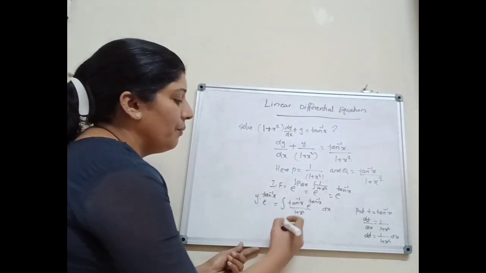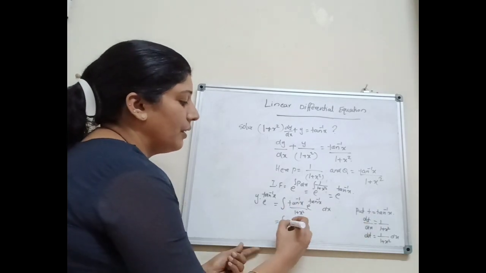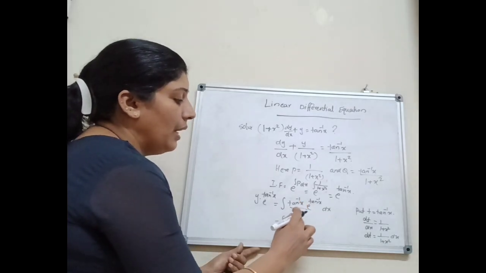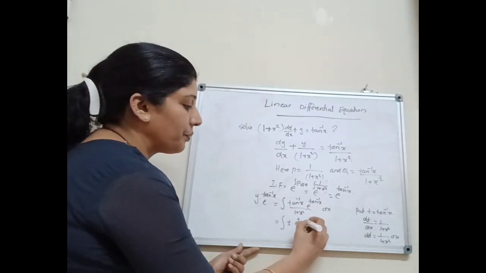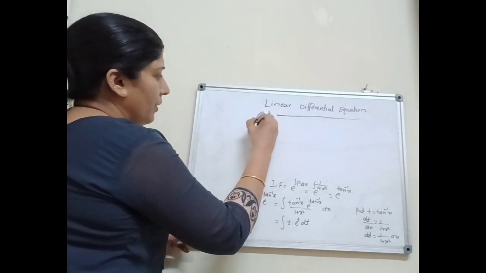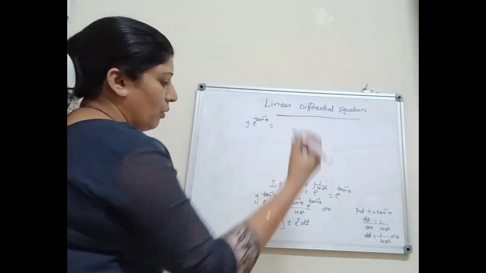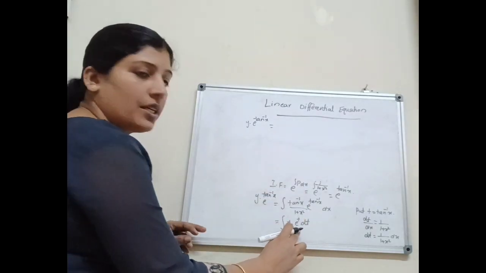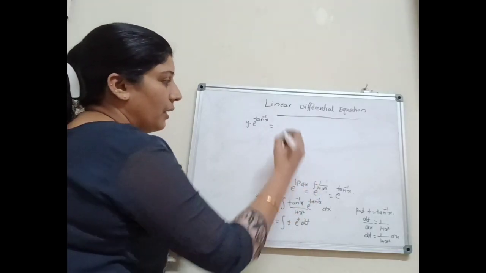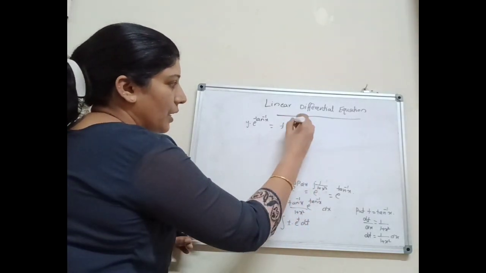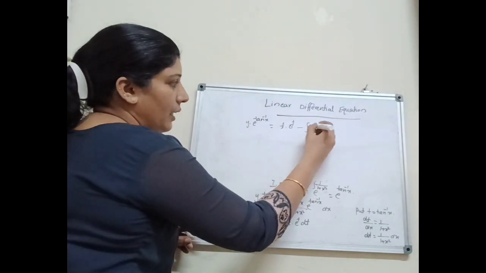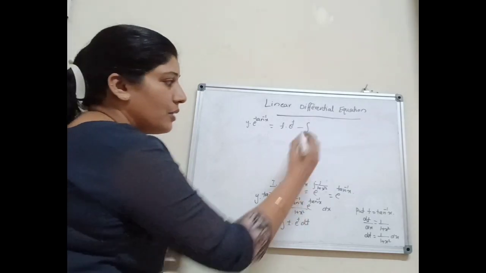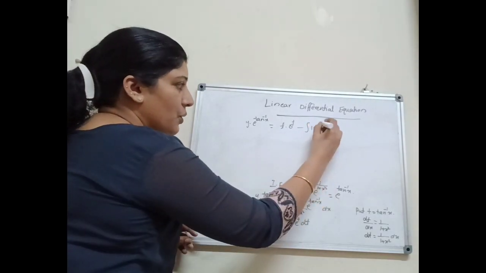Therefore, this integral will be: tan inverse of x is t, that is t, into e raised to tan inverse of x, that is e raised to t, then into 1 by (1 plus x square) dx, which is dt. That is y into e raised to tan inverse of x equal to integral t e raised to t dt. First function is t, then second function is e raised to t. Therefore, the integral of t e raised to t is first function into integral of second function e raised to t, minus integral of d by dt of first function, that is 1, into integral of e raised to t dt.